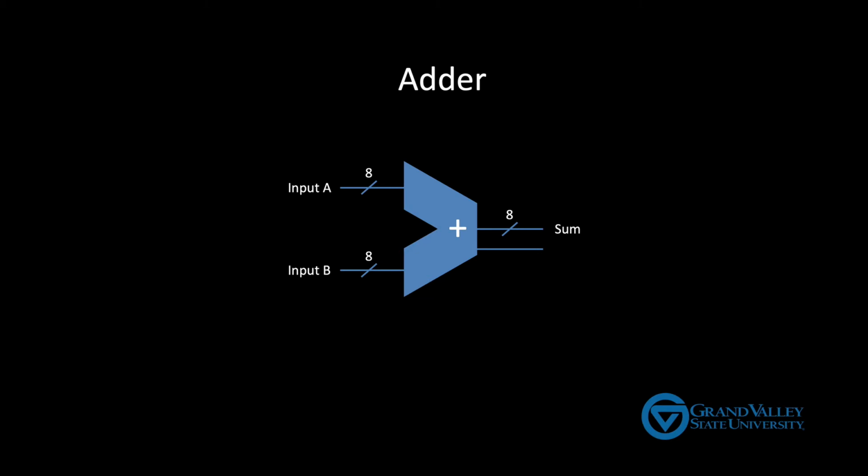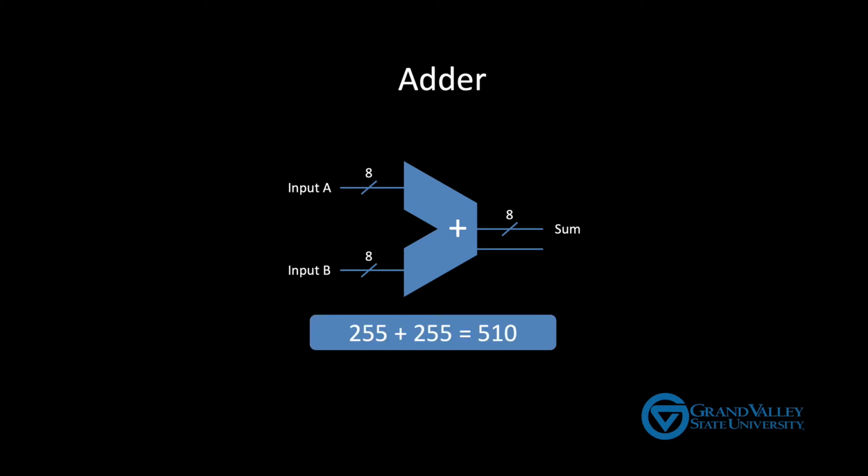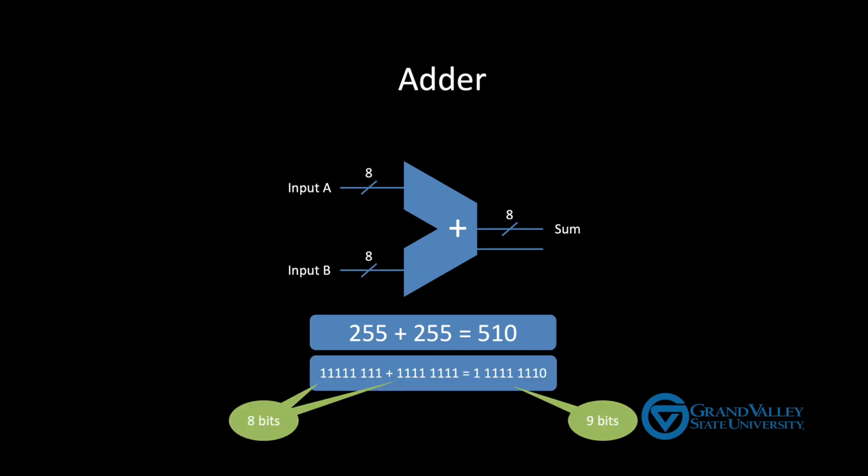Adding two 8-bit numbers sometimes produces a 9-bit result. For example, 255 plus 255 is equal to 510, and 510 requires 9 bits. To handle this, adders have a 1-bit output called the carry out. The least significant 8 bits of the sum go on the sum output, and the most significant bit goes on the carry out.